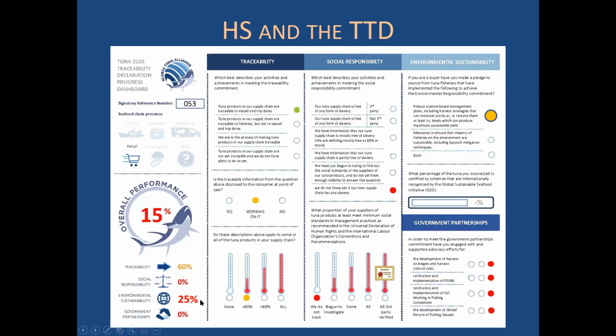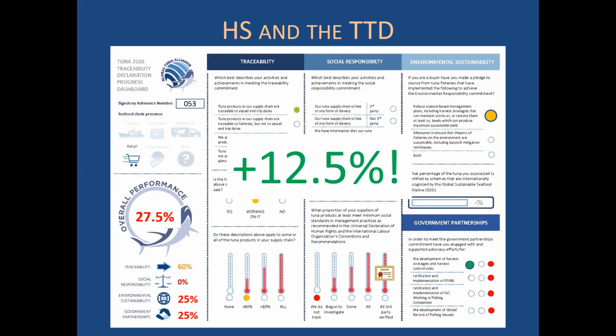For government partnership, we have here development of harvest strategies and control rules. If we move from a red to a green, that similarly gives us a 25% boost in our government partnership score. So with just harvest strategies action alone, we move from 0 to 25% under 2 of the 4 elements. And that will boost our overall performance, in this case, from 15% all the way up to 27.5%. And across the board, no matter where you stand in this report card, progress dashboard, I guess it's called, harvest strategy action alone will boost your score by 12.5% overall. And so it's really an impactful element of the TTD.